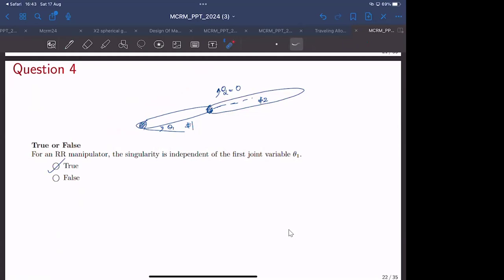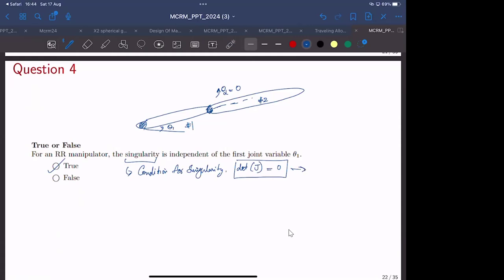So that is the intuitive way of analyzing this, or you can also use the conditions for singularity. The condition for singularity would be when the determinant of the Jacobian matrix becomes 0. So if you solve for this expression, you will get the conditions for singularity.